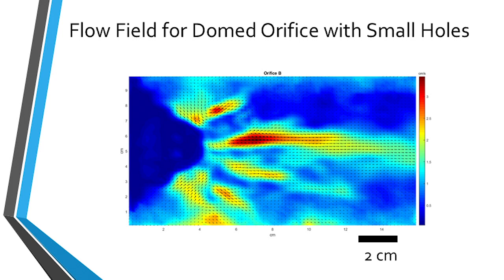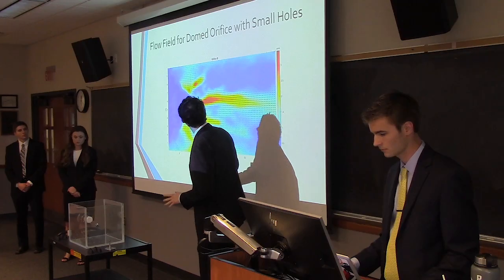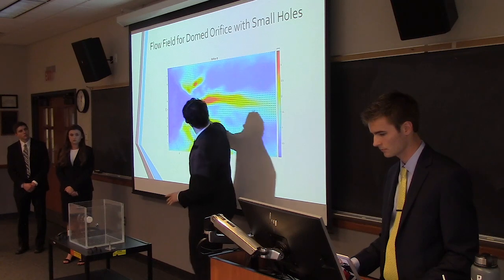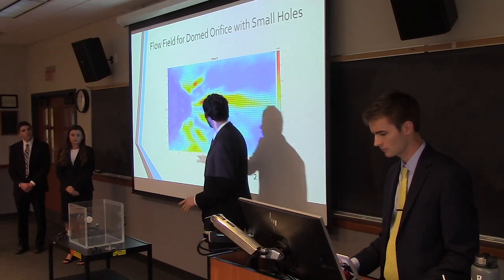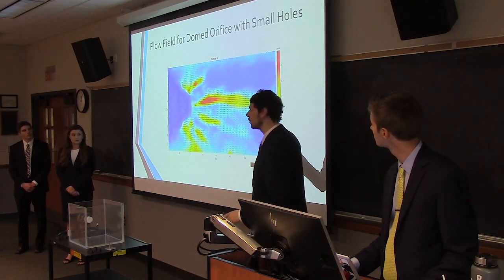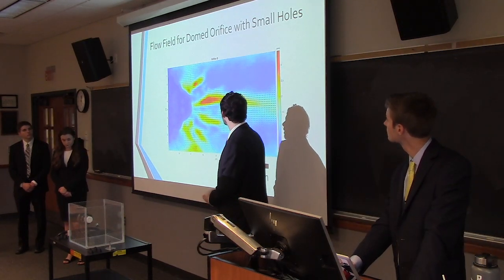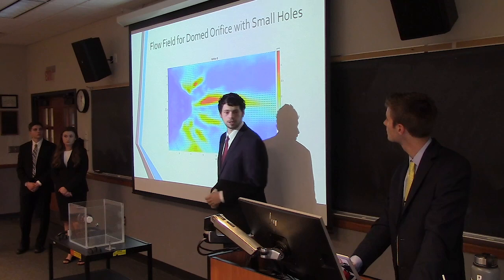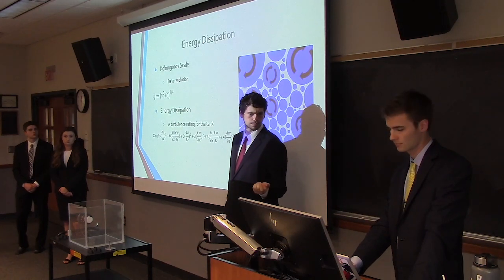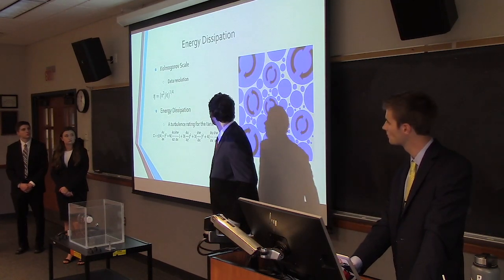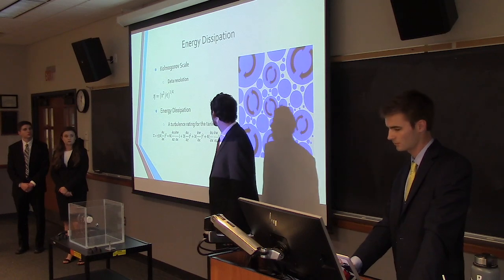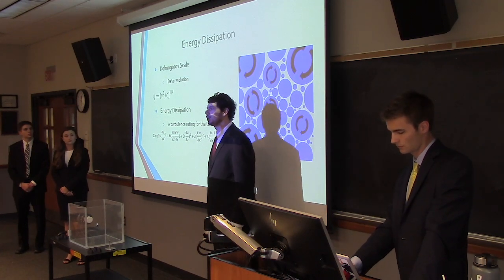Then we tried orifice B. And orifice B was a perfect nozzle, and it really spread out the fluid flow, as you can see by the velocity magnitudes. And it was just a great improvement from the original straight flat nozzles.